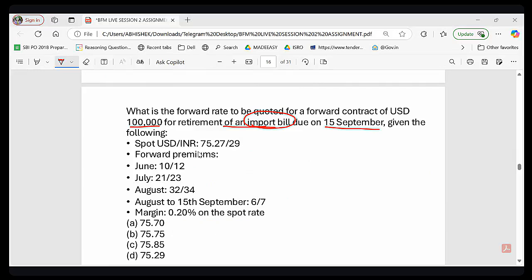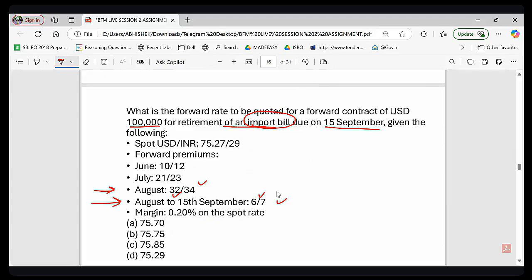Now step number 2. Now you can see forward premium is given. Add the forward premium. Look at the premium given for August and August to 15 September. Premium is given for August and this is from August to 15 September, right? So here is a question for you. Which premium should we pick? The lower value 32 or 6 or the higher value 34 and 7? Think carefully and share your answer. Which premium should we pick? So these are the steps you should follow, that which premium should we pick?